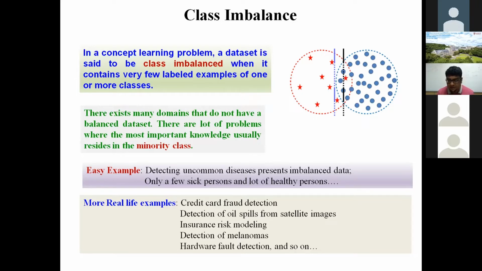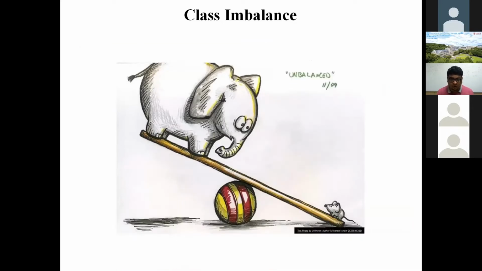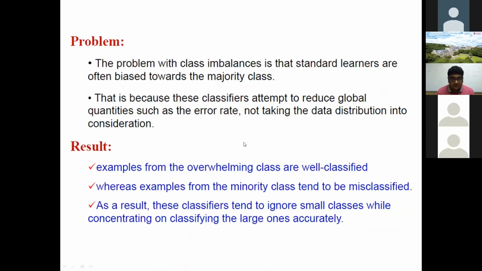So as I said, one class which is very important, the target class, is of the size of this mouse, and the other class is of the size of this elephant. And that's how there is a great mismatch. Even now, examples from the majority class, the bigger class, are usually well classified, and the examples from the minority class are misclassified.